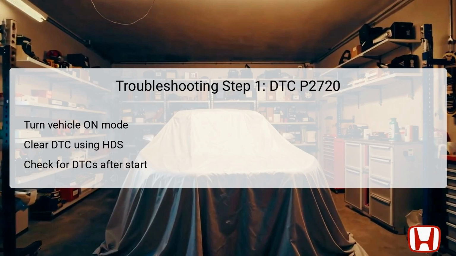performance. In the first step of troubleshooting DTC P2720, the technician should start by turning the vehicle's ignition to the on mode, which powers the vehicle's electrical systems without starting the engine. Next, utilizing the Honda Diagnostic System, HDS, the technician should clear any existing diagnostic trouble codes. This procedure helps establish a fresh baseline, allowing for real-time evaluation of the system's performance without previous errors clouding the results. After clearing the codes, the technician must start the engine and maintain it for at least 1 second.